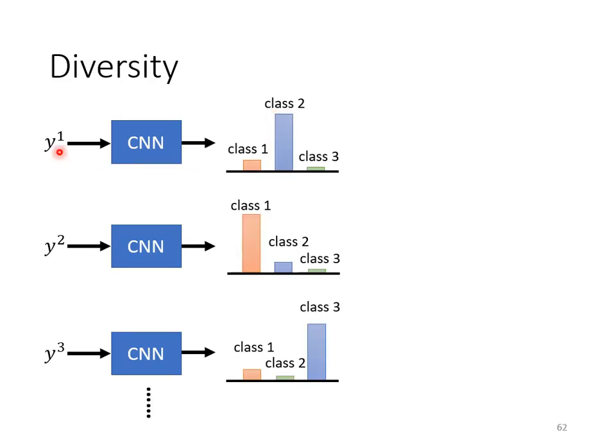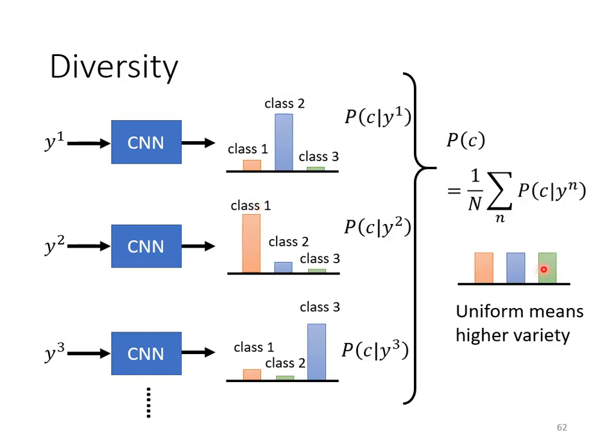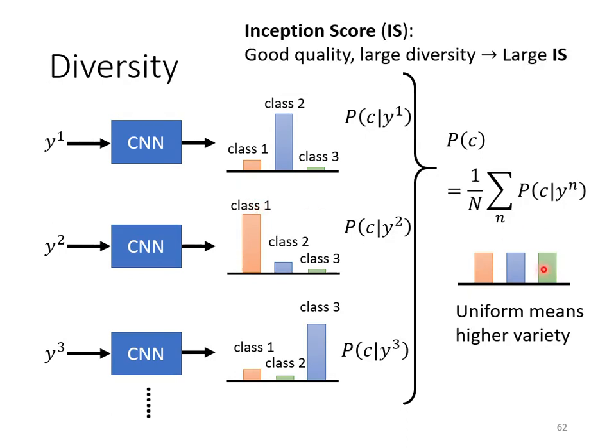On the other hand, if the distributions of the generated pictures thrown into the image classifier are very different, then the pictures should not be classified into the same category, and the average distribution should be relatively flat. What does this mean? This means that the diversity is probably enough.